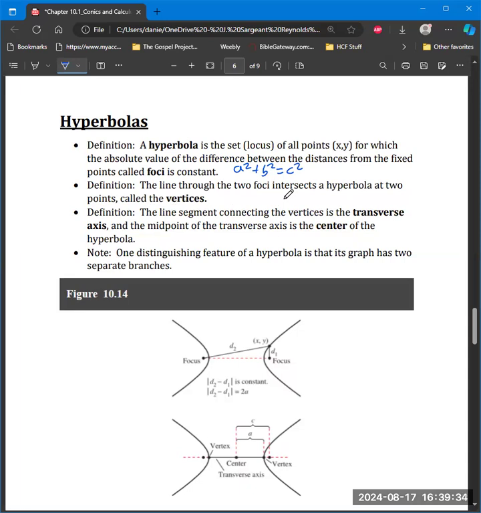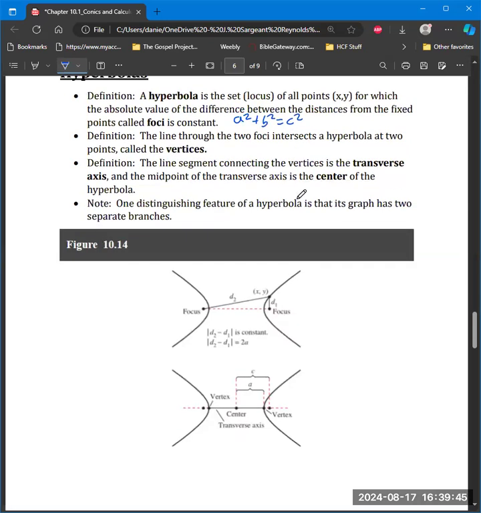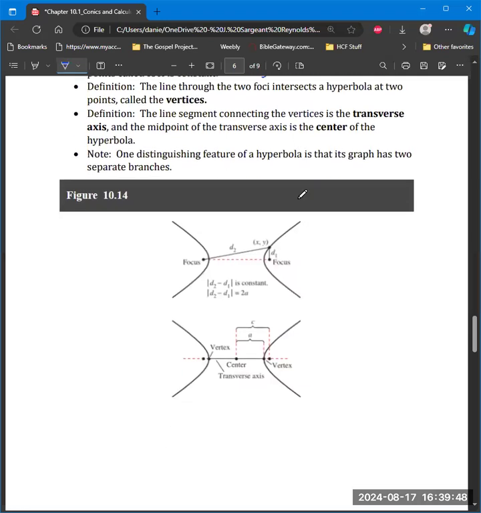The line through the two foci intersects a hyperbola at 2 points called the vertices, again, related to the exact same idea as the vertices of the ellipse. And I'll show you why in just a second. Now, we're not going to talk about the major and the minor axis anymore. What we're going to have is an axis where the center and the vertices and the foci are on that axis, and that used to be called the major axis. Now we're going to call it the transverse axis.